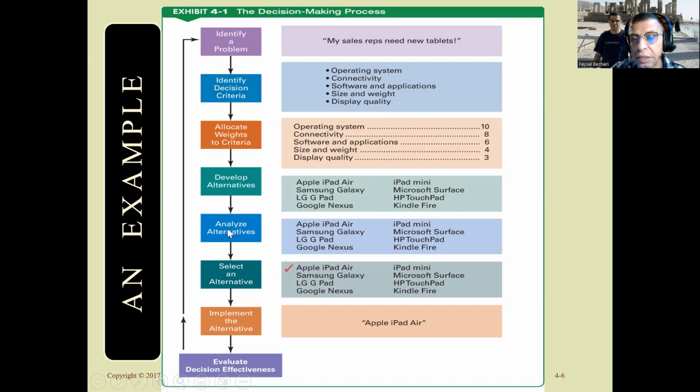And then you analyze the alternatives with these criteria, their numbers, and how much they meet each one of them. Once we analyze it and find out that the highest score goes to the Apple iPad Air, for example, you select the alternative, which is the Apple iPad Air over these, and justify your selection through the allocated weights.